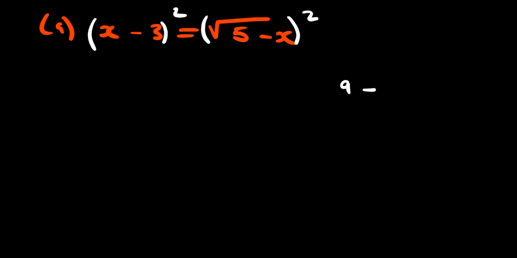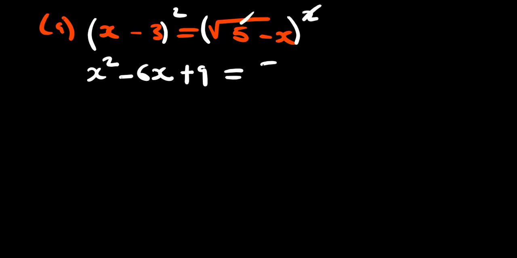Let's start with our expression on our left hand side. So we're going to say x multiplied by x, so that would just be x squared. Then 2 multiplied by x, that's 2x, multiplied by negative 3, you're going to have negative 6x. Then you square negative 3. Negative 3 squared is just a positive 9. This is equal to, we come to the other side, so the square and the root will cancel, so this side we're just going to remain with 5 minus x.